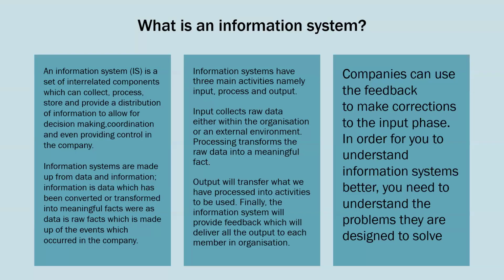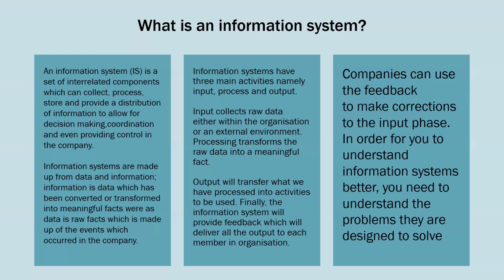Right. So an information system is a set of interrelated components which collect, process, store, and distribute information to allow for decision making, coordination, and even control in the company. As long as there's information flowing within the company, information systems are used to collect, process, store, or do whatever you want with that same information.